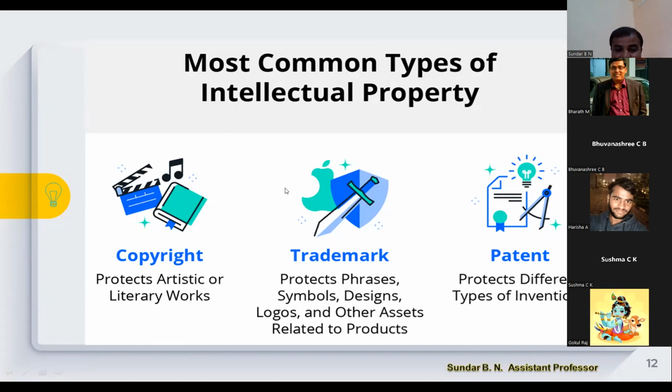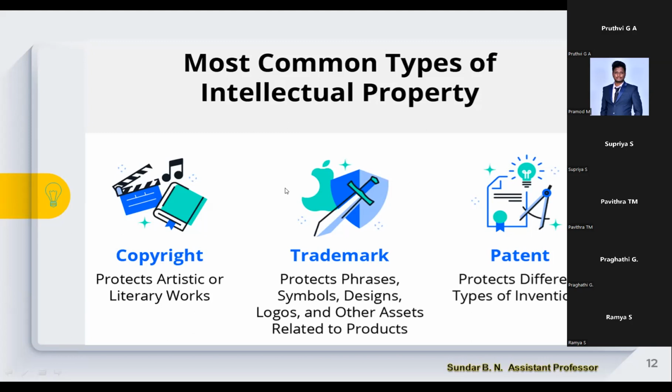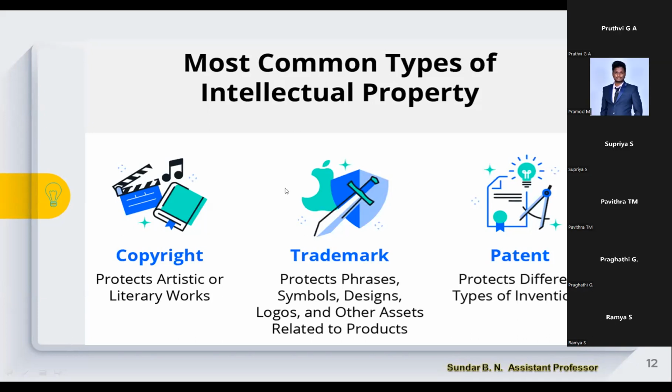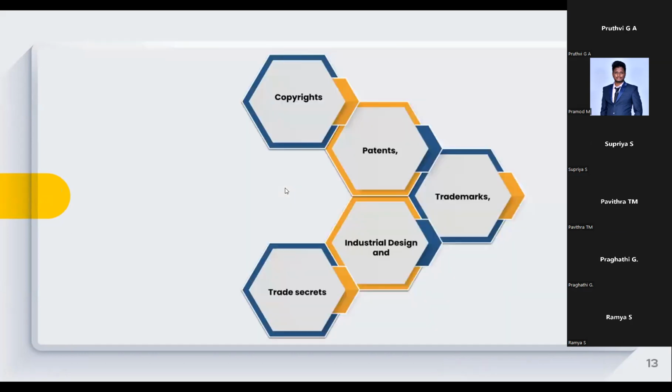Trademark gives protection against copying your phrases, symbols, designs, logos, and other assets related to products. You are using so many things in your business, maybe symbols, designs, logos, and other assets related to a product. They must be protected under the Trademark Act. And patent protects different types of inventions made by you. These are the commonly used intellectual properties.